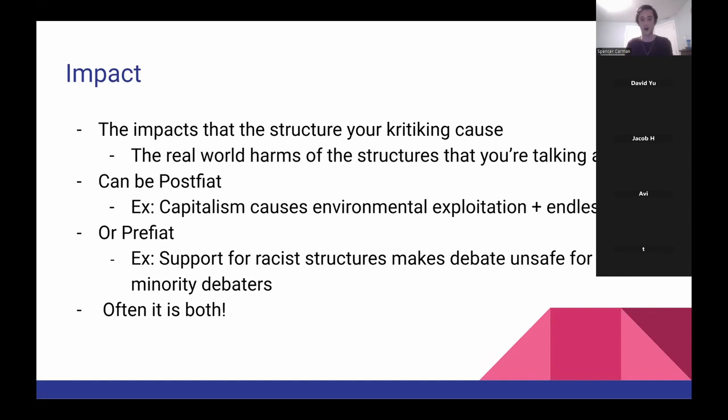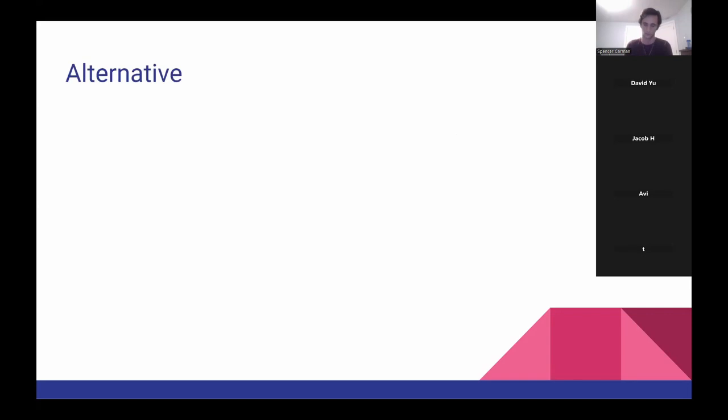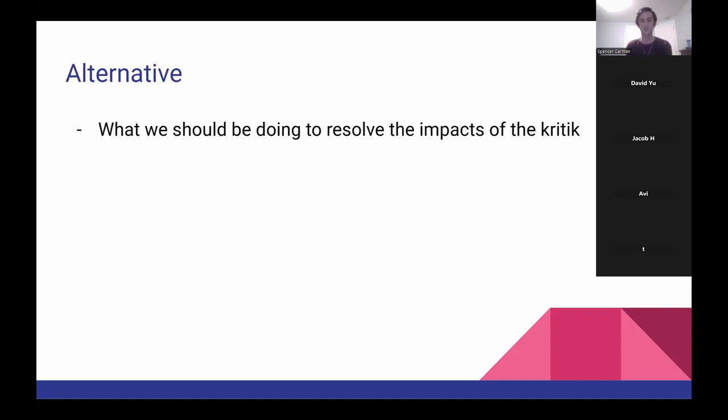And then impacts are often both. So it's, of course, very strategic to be able to compete on both the post-fiat and pre-fiat level. So you can choose to go for either one in the back half when you should be collapsing. All right, so next is the alternative. So the alternative is what we should be doing to resolve the impacts of the critique.